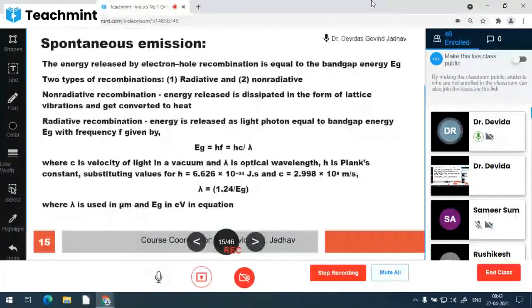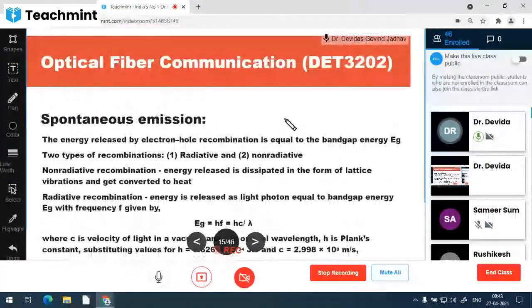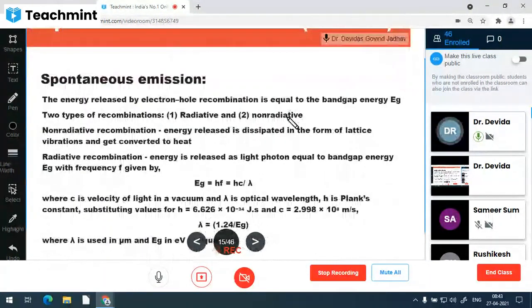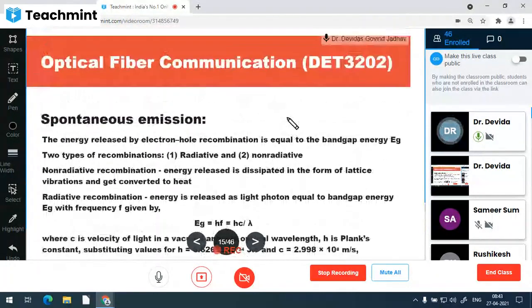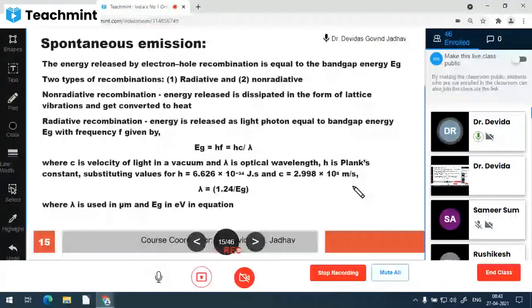Now, the spontaneous emission mechanism, this also we have discussed in the previous lecture. Till this slide, I think we have covered. Spontaneous emission mechanism, in which the energy is released by electron hole recombination, and that is equal to the band gap energy Eg.